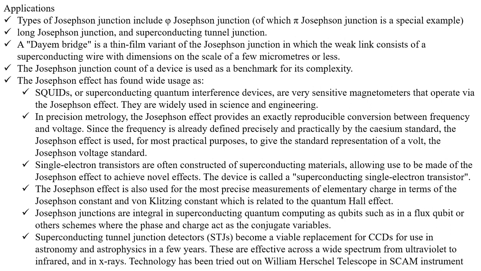Here superconducting tunnel junction detectors become a viable replacement for CCDs, charge coupled devices, for use in astronomy, particularly in telescopes and also in astrophysics, from the last few decades, one or two decades. These are effective across a wide spectrum from ultraviolet to infrared. It is possible to detect all kinds of radiation and even X-rays. Getting a spectrum in X-ray, ultraviolet or infrared individually can be measured, but if the spectrum is coming from all the regions, it is a difficult task.